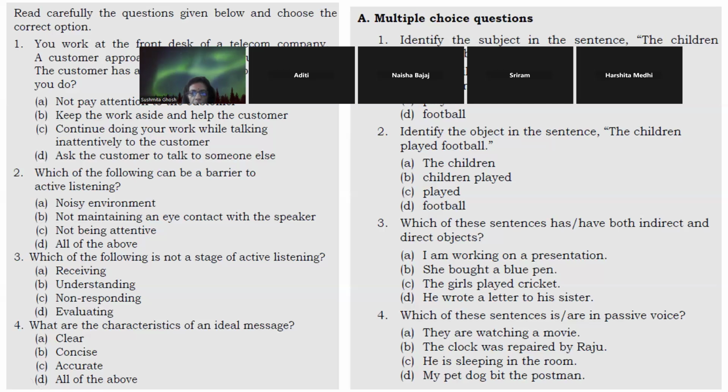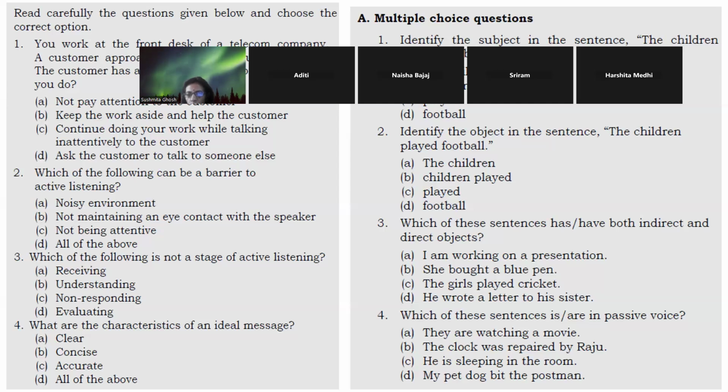Which of the sentences are in passive voice? They are watching a movie. The clock was repaired by Raju. He is sleeping in the room. My pet dog bit the postman. Which is in the passive voice? B. My pet dog bit the postman. The postman was bitten, I don't know what it was. Bitten by my pet dog. Please give me the name.